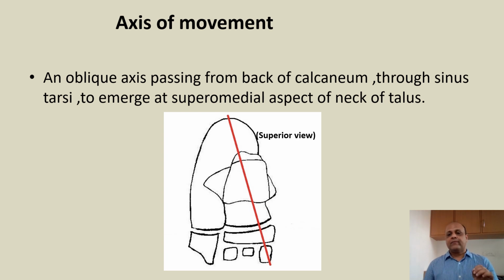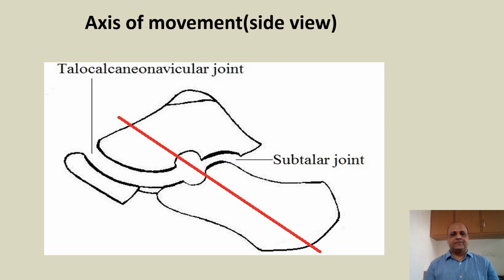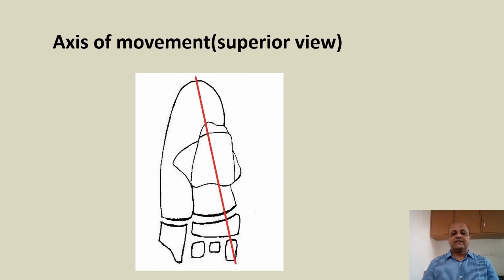So students, you have to mention that there is an axis along which inversion and eversion takes place. So once again, this is the side view of the axis. It passes through the sinus tarsi, back of calcaneum and superomedial aspect of neck of talus. And this is the superior view. Once again, you can see the axis of inversion and eversion of foot. So when you get a question on inversion and eversion of foot, don't forget to make these diagrams. Okay, diagram of the joints, diagram of inversion and eversion, diagram of the axis along which inversion and eversion takes place.